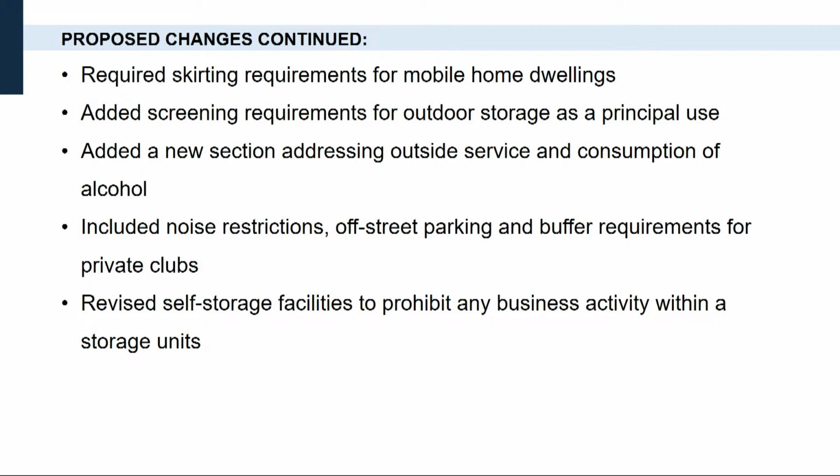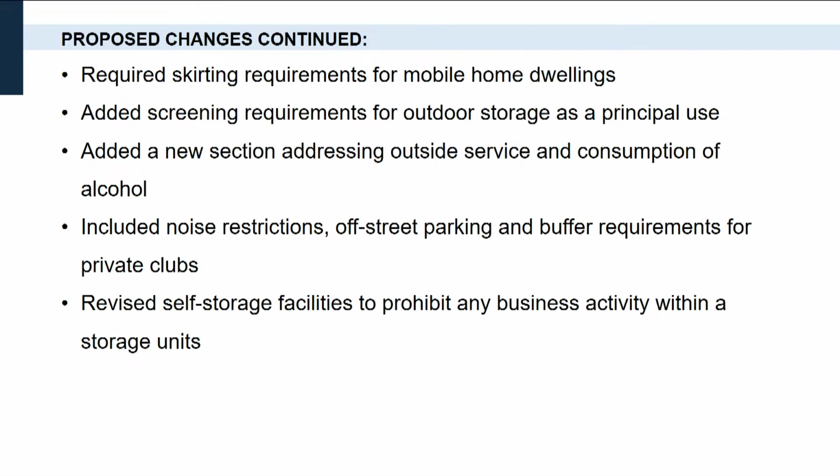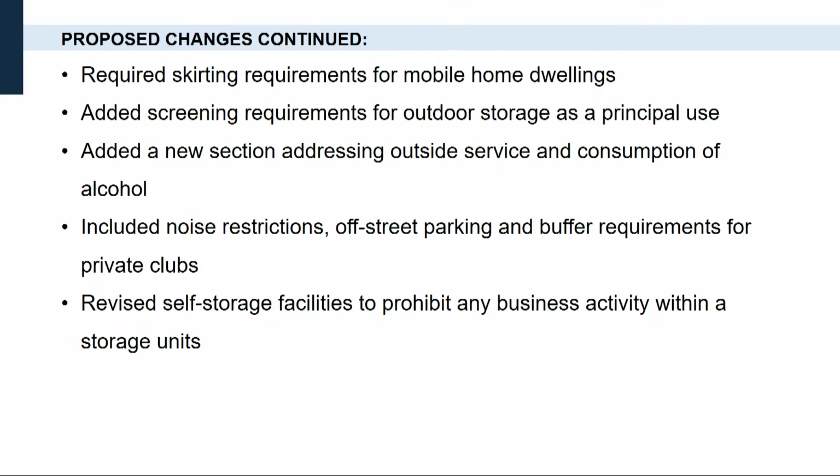We're including setback requirements, lighting standards, and noise standards for certain recreational uses. Also, we've added skirting requirements for mobile home dwellings, which was unclear in our current code. We've added screening requirements for outdoor storage units as a principal use. I believe I mentioned that 2 slides earlier. We've added a new section addressing outdoor service and consumption of alcohol to have codes and regulations for that, which to date there were no specific ones.